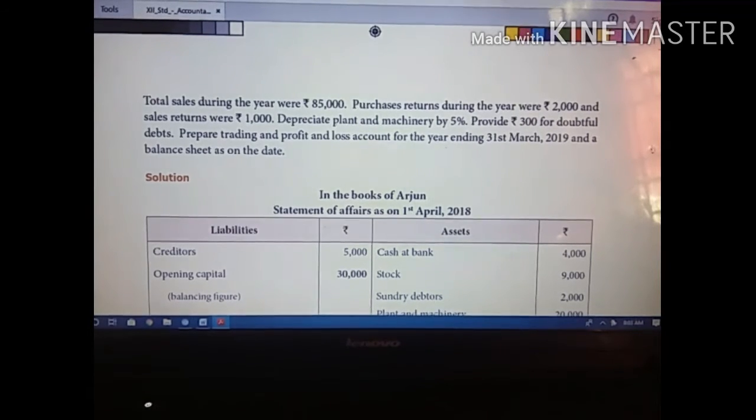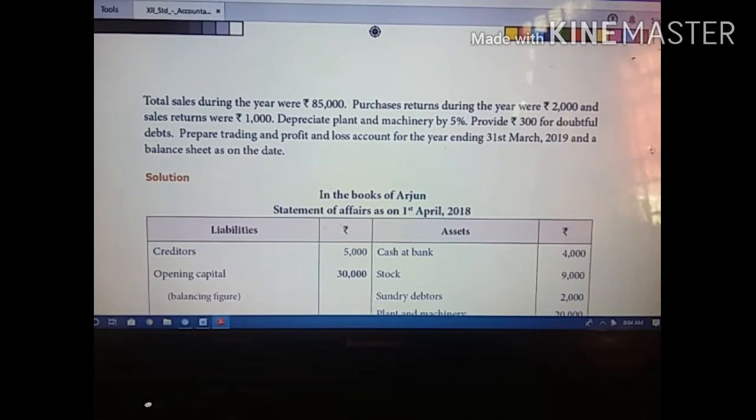If you read this problem, there is no capital, there is no purchase. Purchase also missing, capital also missing. Purchase return they are given, sales return also they are given, total sales they are given. But there is no purchase, there is no capital. So if you want to prepare a balance sheet, we need a capital. If you want to prepare a trading account, we need a purchase. Without these two things, we can't prepare a final account.